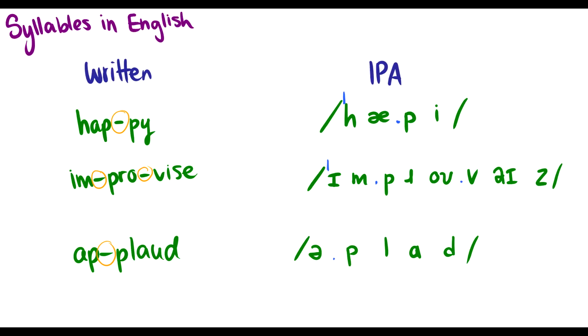Now let's put primary stress on vise. Improvise. We don't say that when we speak. We say improvise. So that primary stress is on im. What about applaud? Which sounds better? Applaud. So that plaud has primary stress. Okay, so that is syllables in IPA and how we can write them.